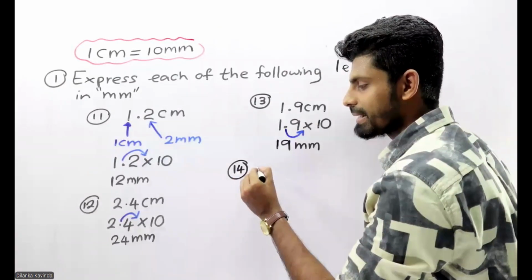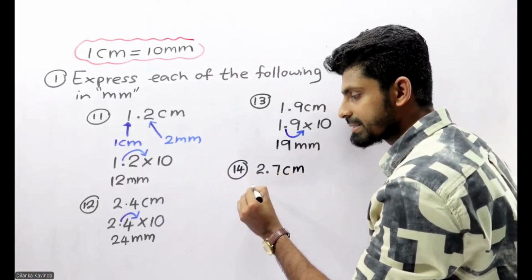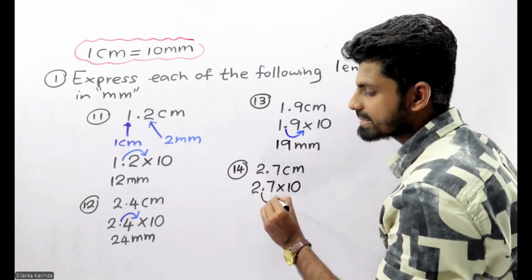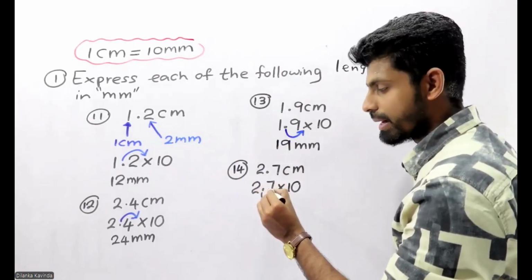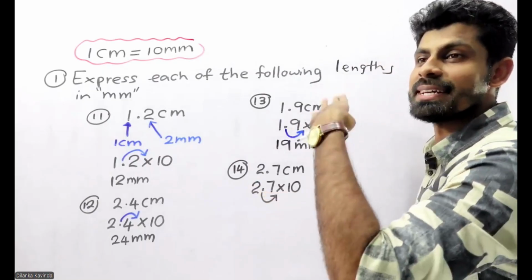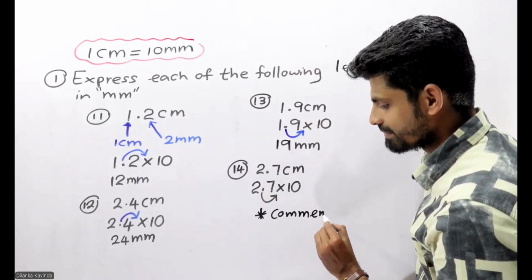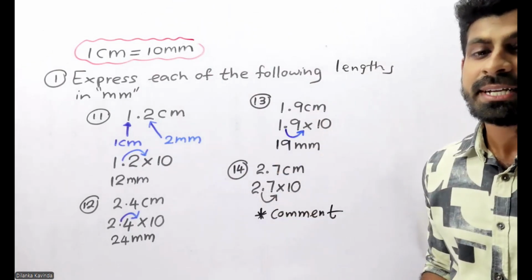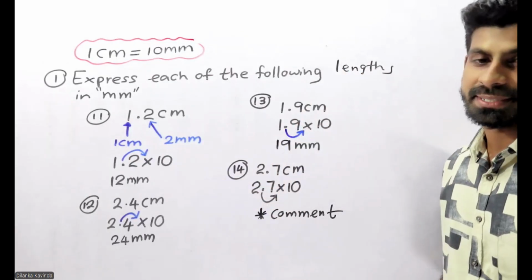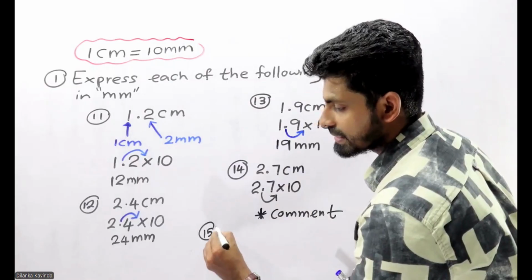Right? Let's try to complete the next one. 2.7 centimeters. 2.7 multiplied by 10, one decimal place moving to the right. What is the answer? Put your answer in the comment. What is the answer? Put your answer in the comment. Okay, then question number 15.